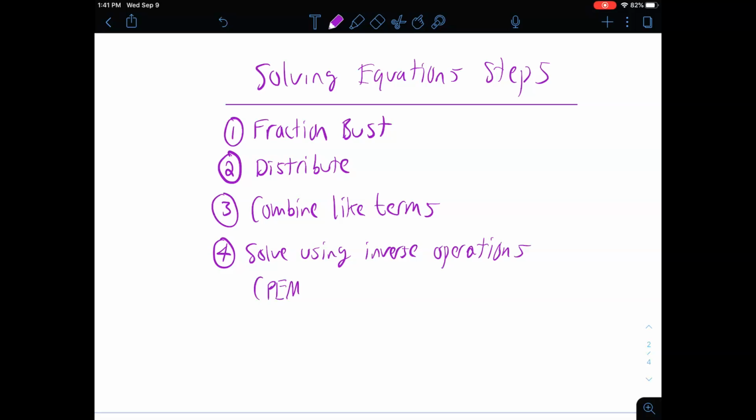Okay, and that means PEMDAS in reverse, SADMAP. So basically we're going to do addition, subtraction first, then we're going to do multiplication, division, then exponents, and then grouping symbols. All right? So yeah. So those are the steps. I'll give you a second to write those down.